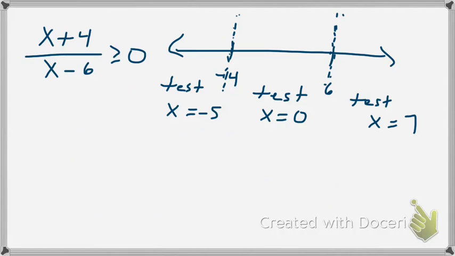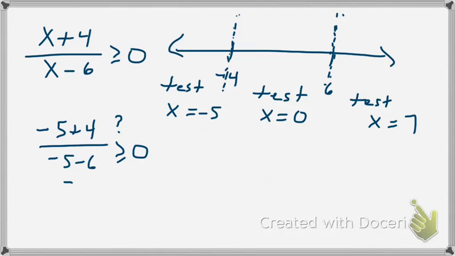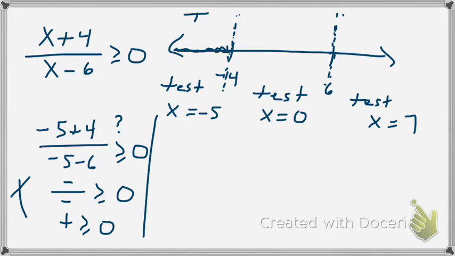Okay, well we test them by plugging them into this inequality. That's -5 plus 4 over -5 minus 6. We want to know, is it greater than or equal to 0? The top makes a negative. The bottom is negative. If you divide two negatives, that turns into a positive. To say a positive is greater than or equal to 0, that is true. So we know our answers do lie on the left. That tells us that -5 is an answer, and all the numbers with -5 are answers. Let's shade that region.